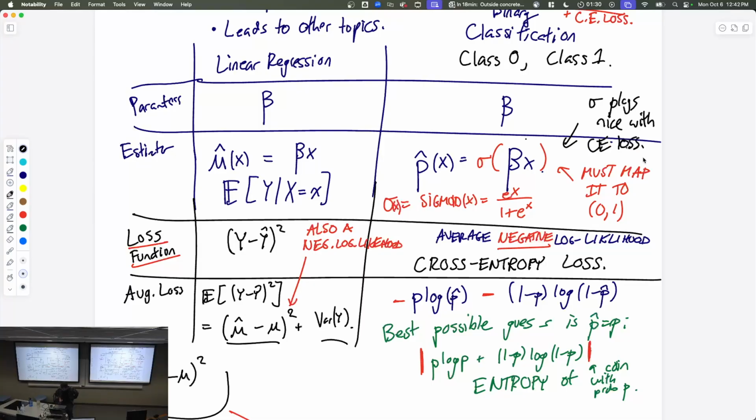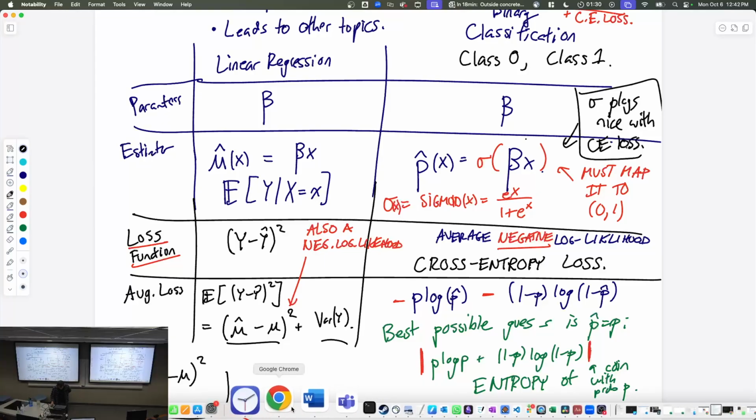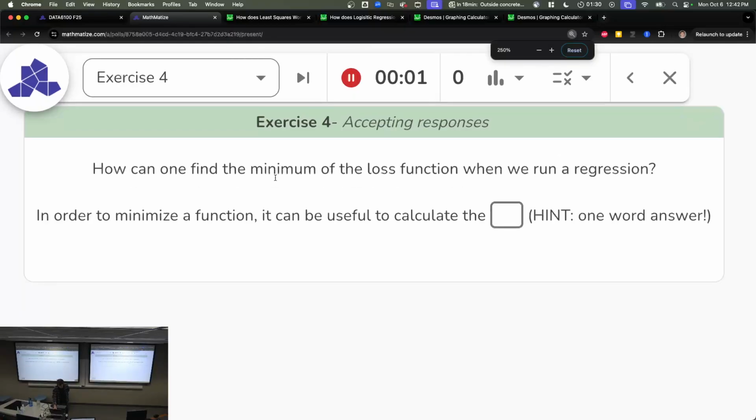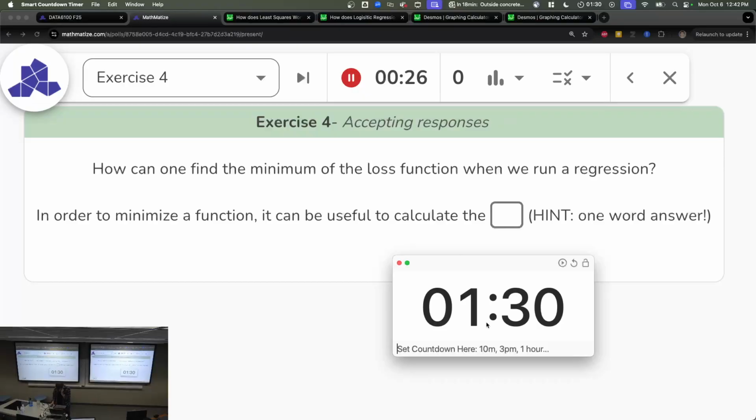To understand what it means that it plays nicely with the cross entropy loss, I have one more, the final mathematized question for the day: how are we going to find these things? Remember, when we're doing the loss function, we want to find the minimum of the loss function. In order to minimize a function, it can be useful to calculate the blank, where blank is a one-word answer. That is what I would like you to fill in. When we figure out what this blank is, we're going to calculate it, and we're going to see why the sigmoid plays nicely with the cross entropy loss. Okay, let me give you 1 minute to do that.